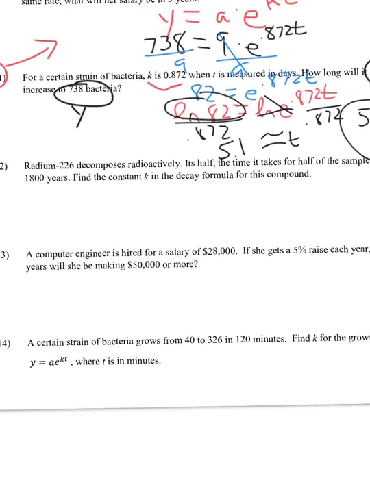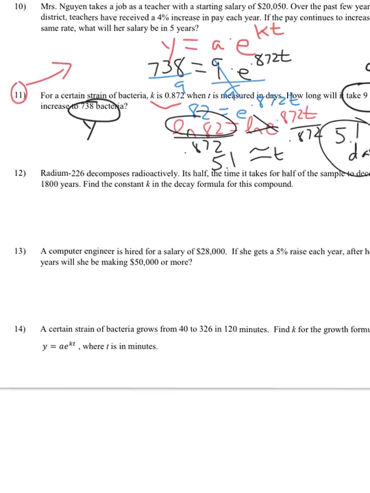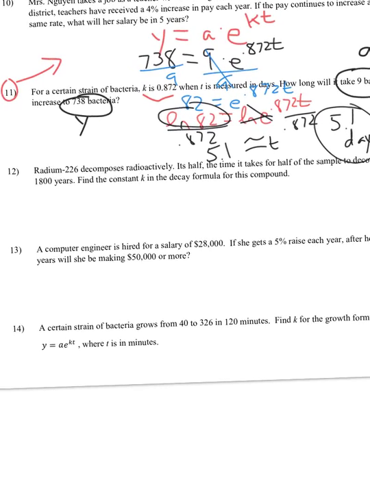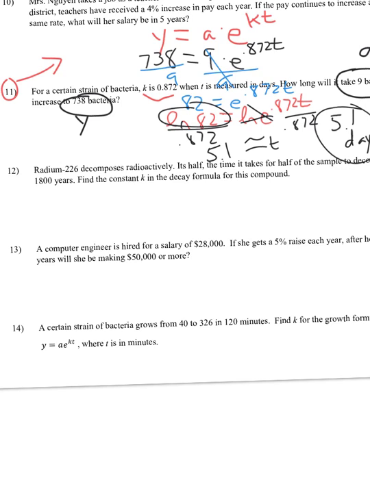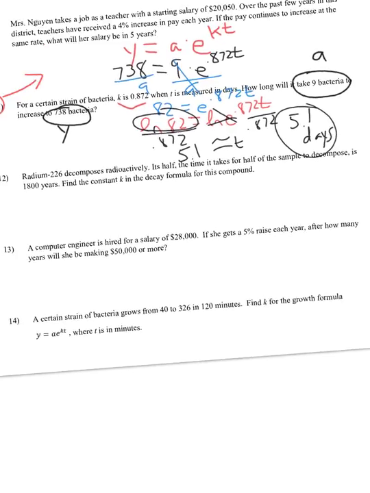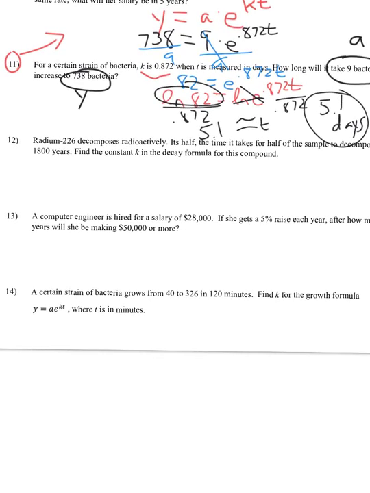So radium-226 decomposes radioactively, and the time it takes for half the sample to decompose is 1,800 years. So that's its half-life, the time it takes for the sample to decompose. That's a typo there, that should say its half-life, okay, is 1,800 years. Find the constant K in the decay formula for this problem. So they're kind of telling you which one you need to use here.